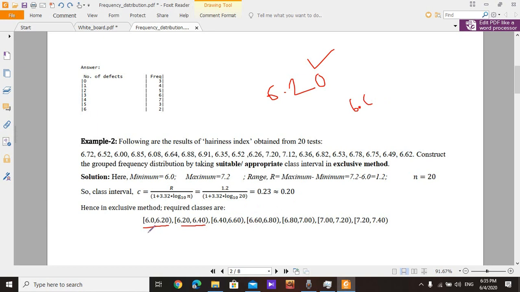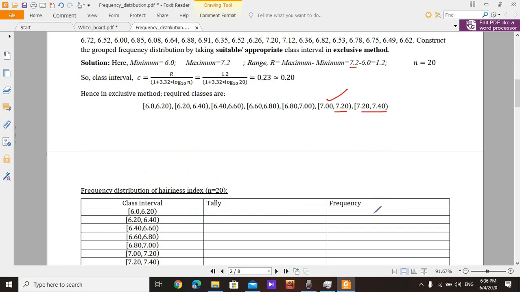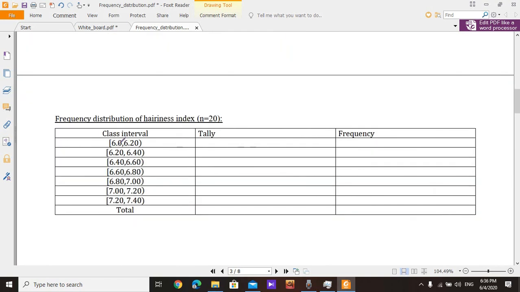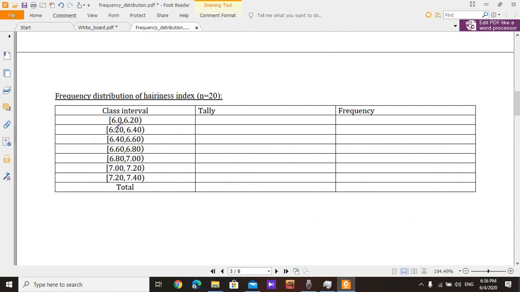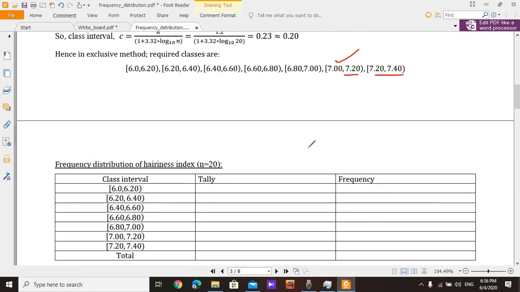So by considering this class interval 0.20, we have the following classes. There is a point I want you to notice: the maximum value is 7.2. So here we have 7 to 7.20. Since 7.20 is not included here, we have to take an additional class, which is 7.20 to 7.40. So we write the class intervals here: 6 to 6.20 open, and 6.20 to 6.40, etc. Now we count the numbers.